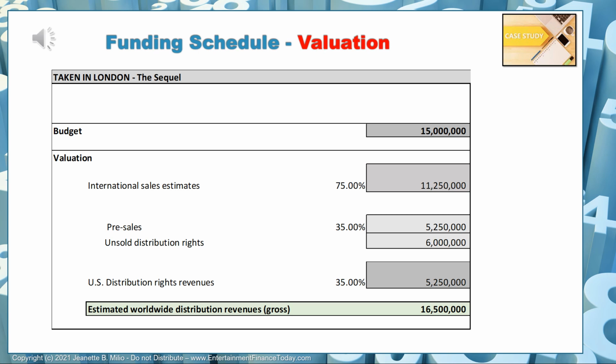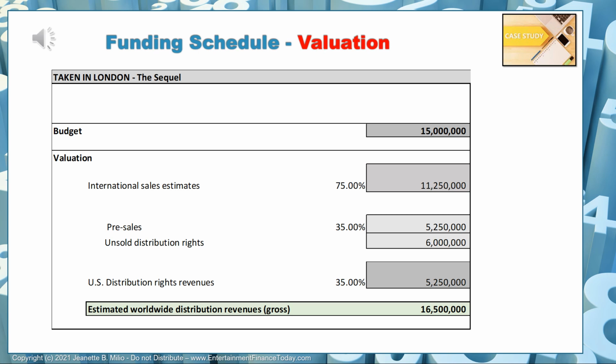So it's basically all rights in the bucket are your international sales estimates of 75%. We're taking out of that bucket now our pre-sales, which are concluded at 5,250,000, because now we have actually rights sold, so we take them away from the total bucket of rights.